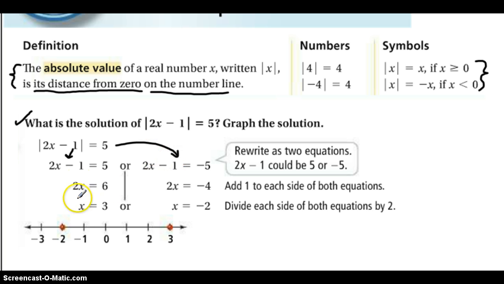Since we have two equations, we're now going to go ahead and solve those. We solve for x and get 3 here and negative 2 there. You might have noticed also that the word or came up here. Now this is similar to the or and statements, but just for our purposes right now, we know that we have two solutions. Either x will equal 3 or x will equal negative 2.